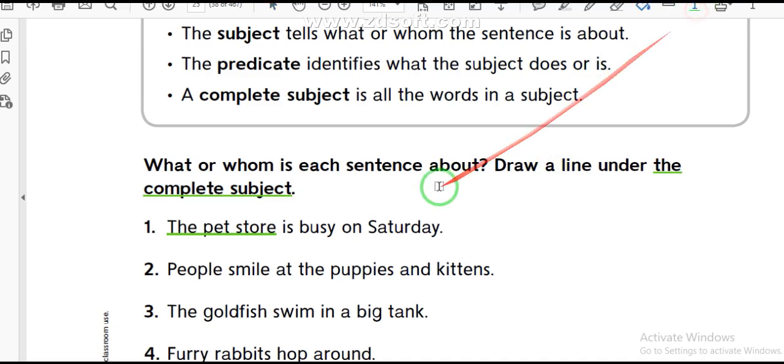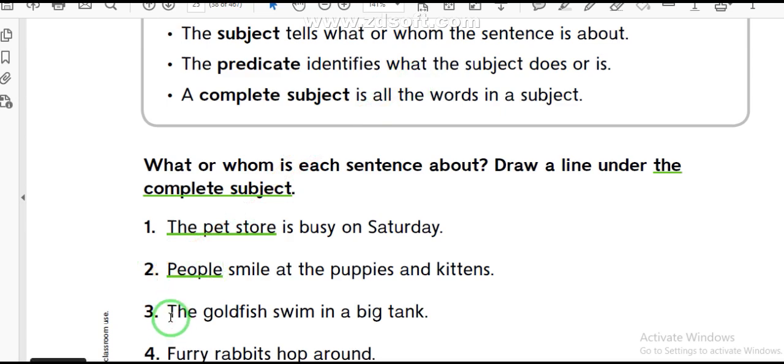Okay, let's move on. Number 2. People smile at the puppies and kittens. About whom am I talking? About who or about what am I talking? Where's the naming part in the sentence? Am I talking about the kittens? No. Am I talking about the puppies? No. About who or about what? Bravo. People. Who smiles? People smile. Really? Are you sure? Yeah, people. Okay.